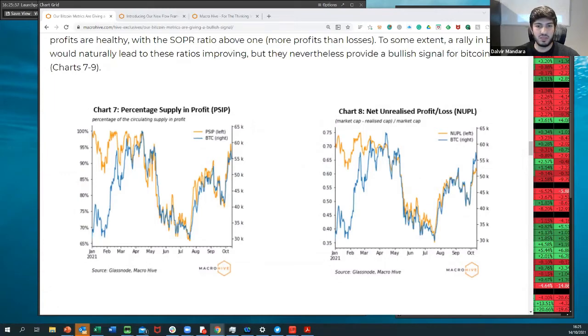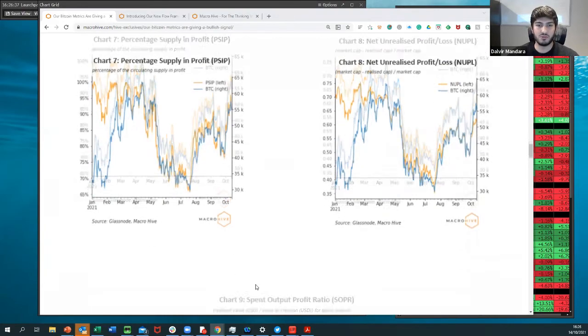Equally, we also look at the net unrealized profit and loss. Whilst the percentage supply in profit gives you a proportion of the coin supply that's in profit, this is looking at the value, so it's a percentage of market cap. Currently we're at around 0.61. That's telling us that the unrealized profit in the market at the moment is around 61% of market cap. Again, with up moves in the price, we would expect to see this increase, although we can see disparities between the amount of coins that are in profit and the actual value of those profits as well. So Bilal, if you scroll down a little bit more as well.